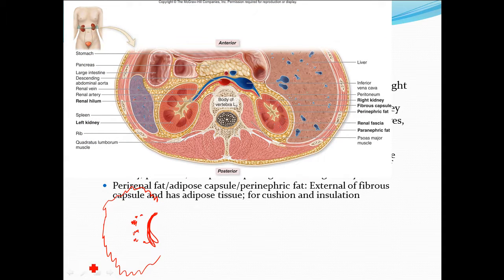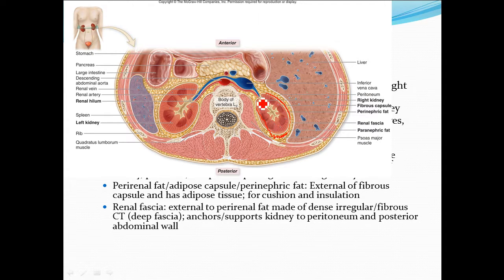There's a perirenal fat layer. The perirenal fat layer is the fat that surrounds the kidneys. So this fat that surrounds the kidneys here is called the perirenal fat. It helps cushion and insulate the kidneys.